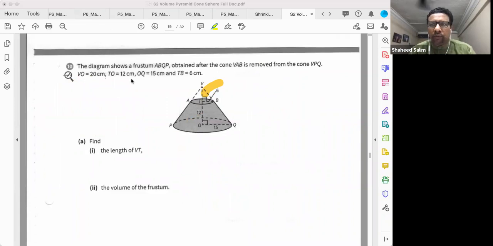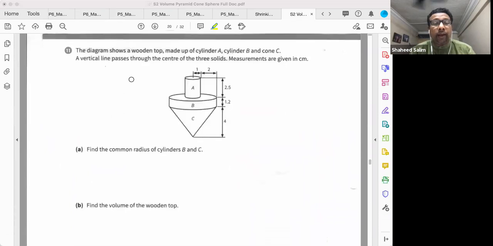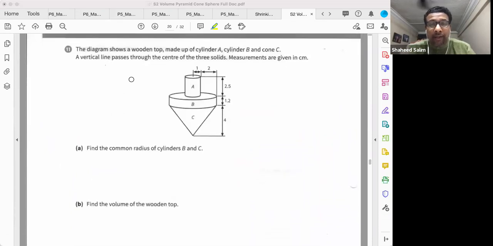I do not know whether we have time for this. Okay, let us see. Vertical line passes through center of 3 solids. Okay, can you try this, please? They want you to find the volume of the wooden top.